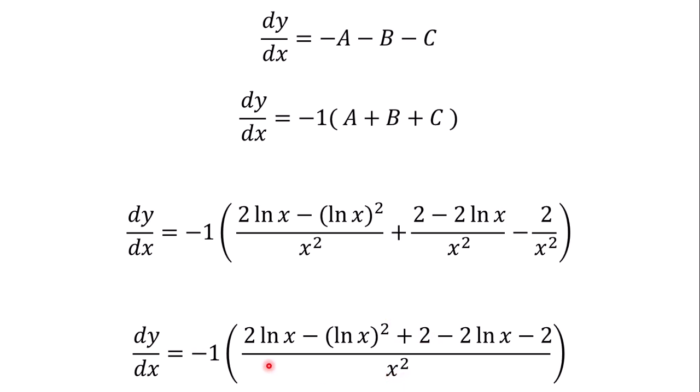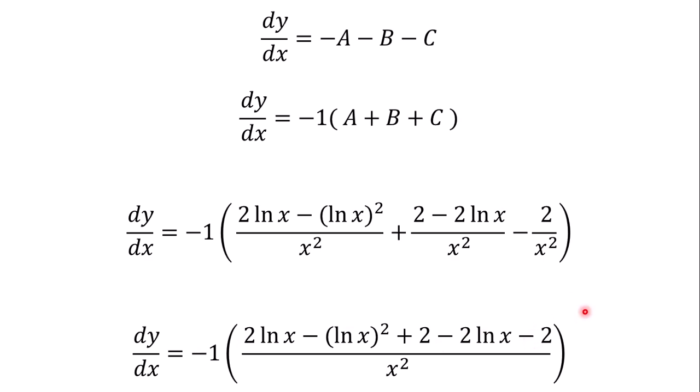Now, when we give it one denominator and then add or subtract the numerator, that is what we are going to get: 2 multiplied by natural log of x, minus, in bracket, natural log of x all squared, plus 2, minus 2 natural log of x, minus 2. Here you can see that this minus 2 and this 2 are the same, so they cancel out. This one is positive and this one is negative. Also, this minus 2 ln x and this 2 ln x are the same, so they also cancel out.